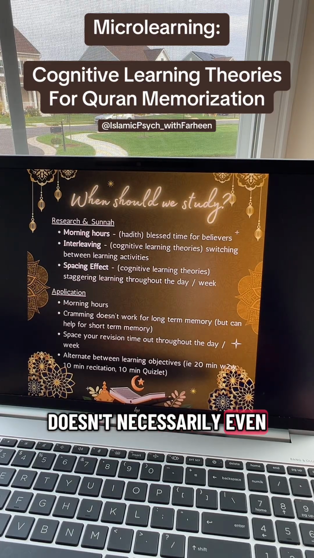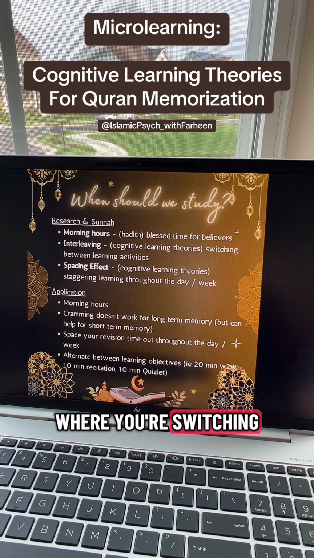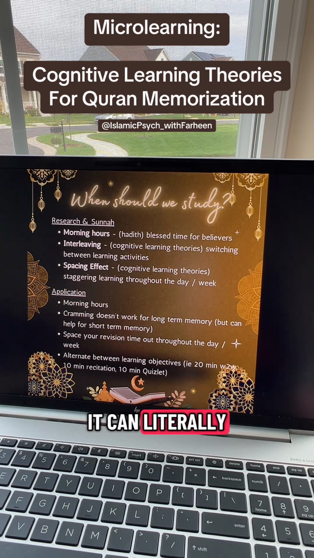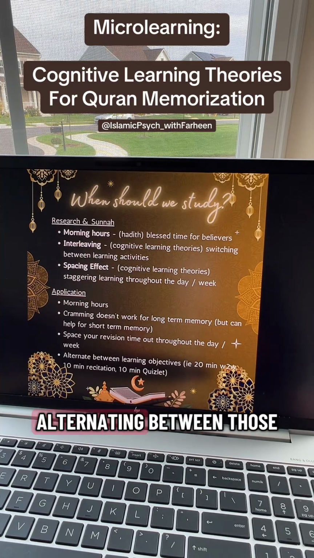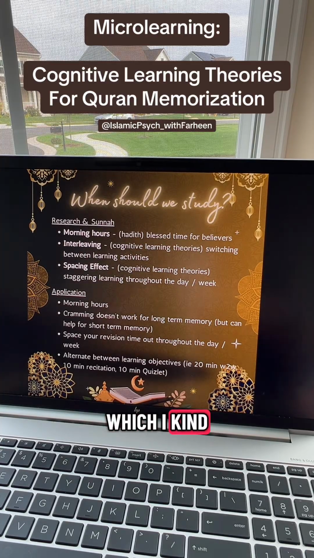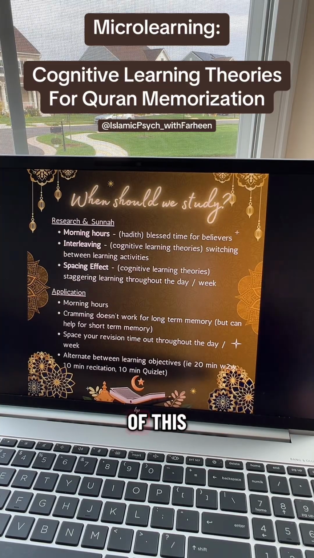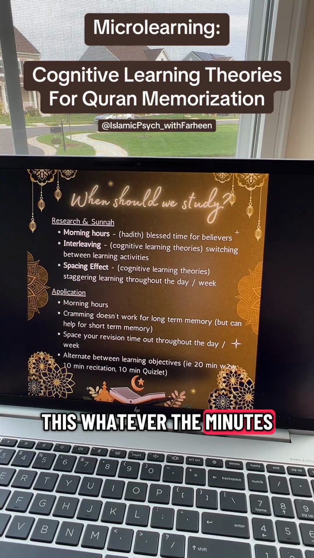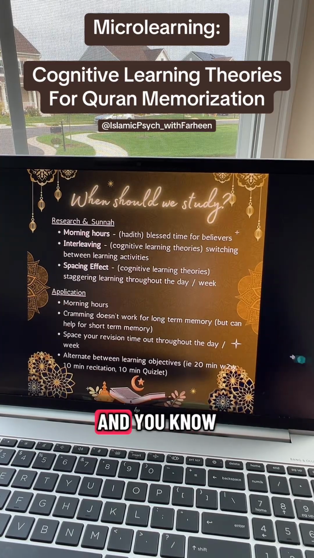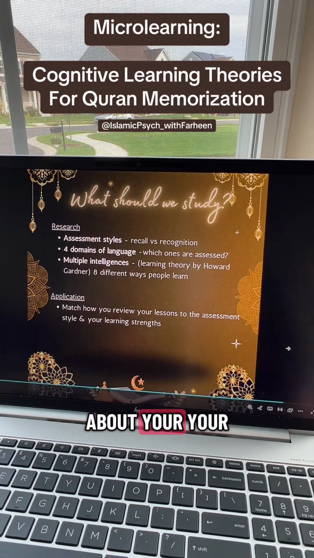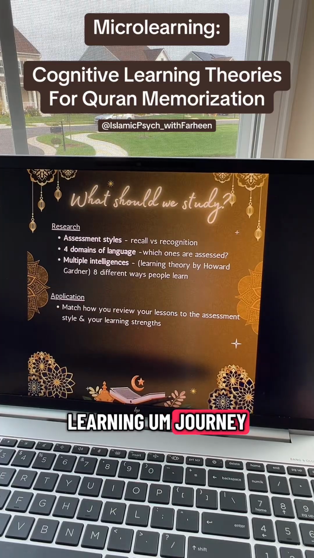It doesn't necessarily even have to look like interleaving where you're switching between the learning activities. It can literally just be that you step away from your books, you step away from your room, go take a shower, maybe do your salat or take a walk, anything. And then the last bullet, alternating between those learning objectives, which I kind of already talked about as an example, where you do 20 minutes of this, 10 minutes of this, whatever. The minutes are going to be up to you and how you feel about your learning journey.